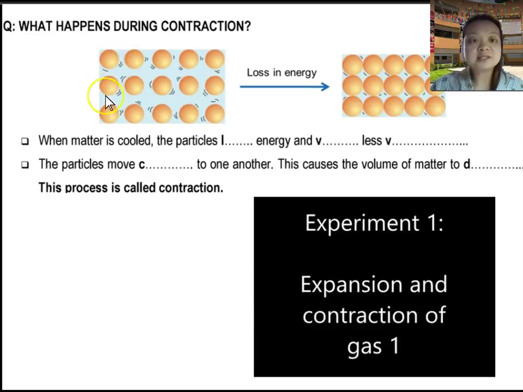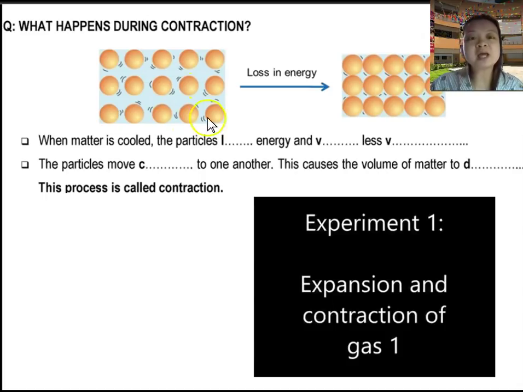Okay, you can see that this is when the object is being heated, so it's expanding. So you can see the particles are quite far apart from each other. Now, when these particles lose energy, that means they get put into a colder environment. If they lose energy, what will actually happen? The object will actually contract. Contract means it will shrink in size. Okay, it will occupy less space.